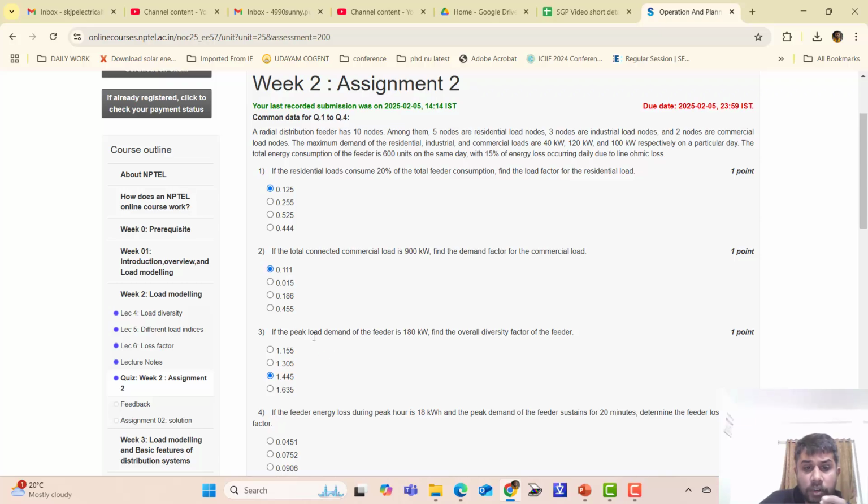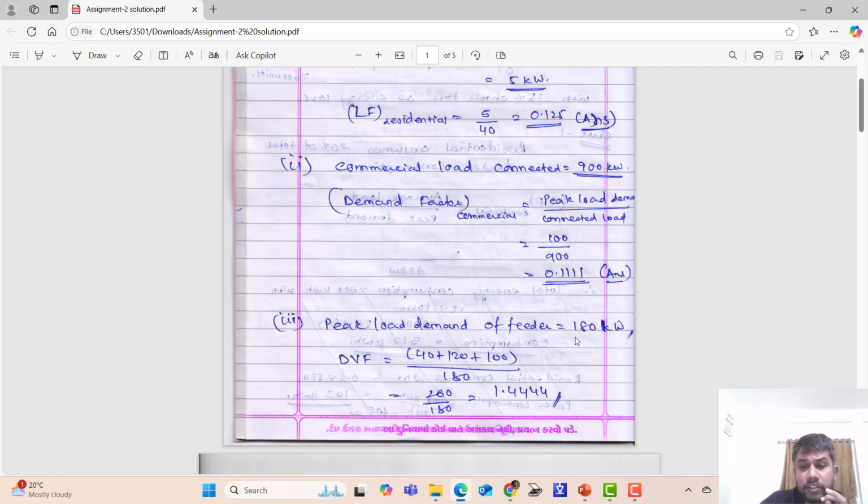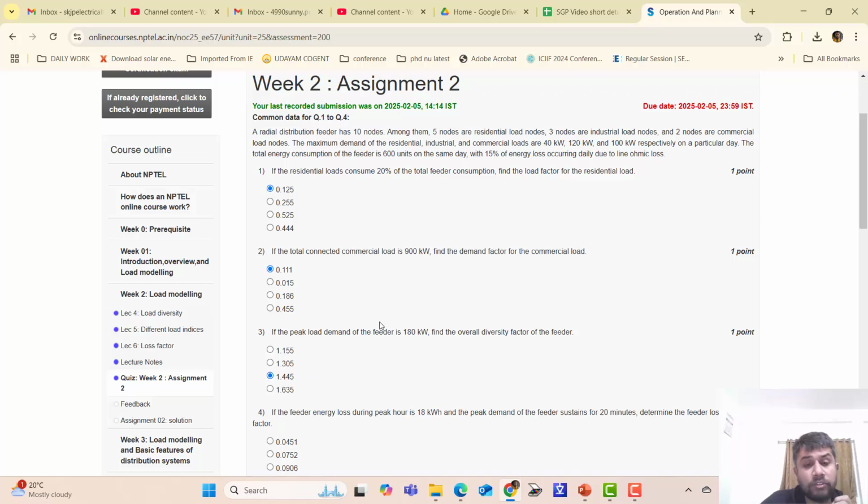Now, if the peak load demand of the feeder is 180 kilowatt, the overall diversity factor of the feeder is calculated. 180 is the peak load demand of the feeder, and the total of the individual, non-coincident maximum demands is 40 for residential, 120 for industrial and 100 for commercial. So 100 plus 120 plus 40 divided by 180 is equal to 260 by 180, that is 1.4444. So the answer is C, 1.445.